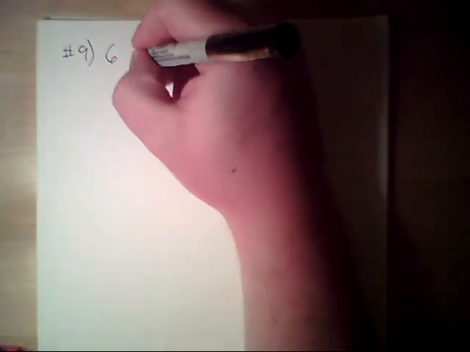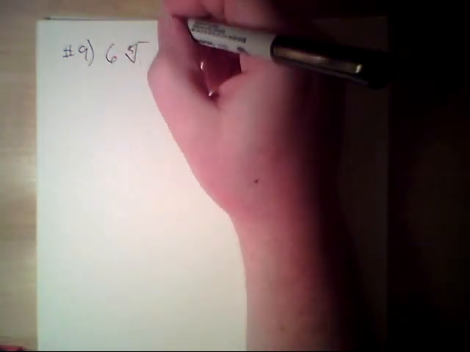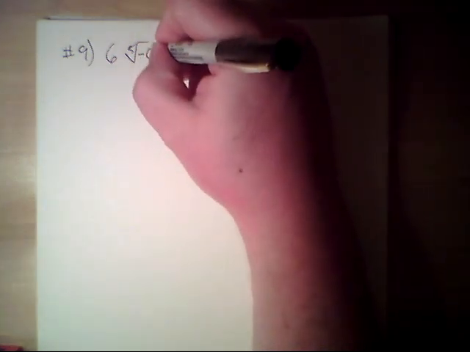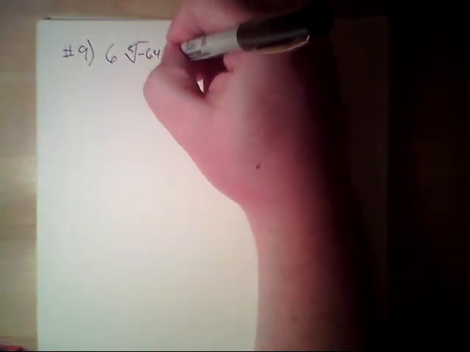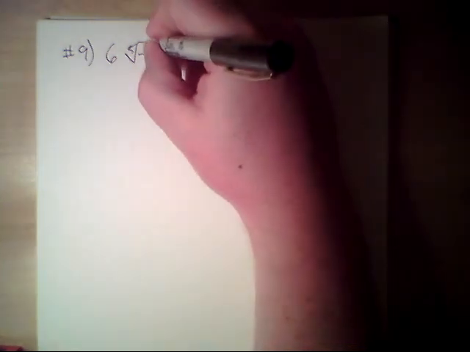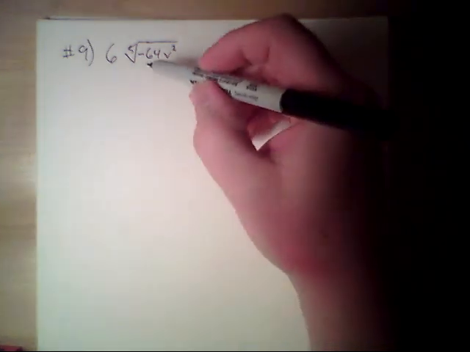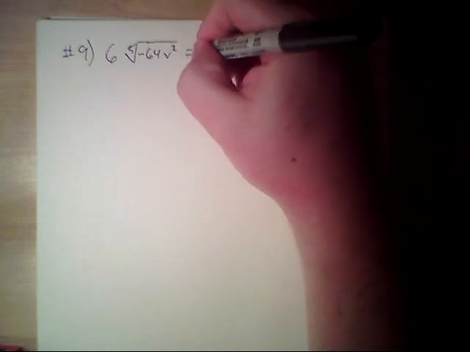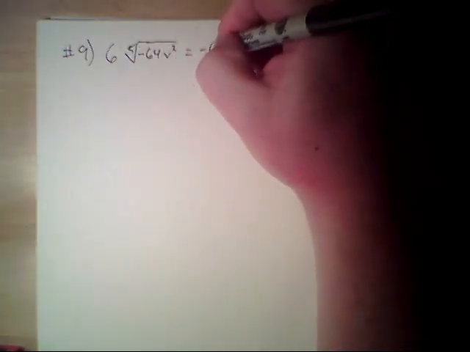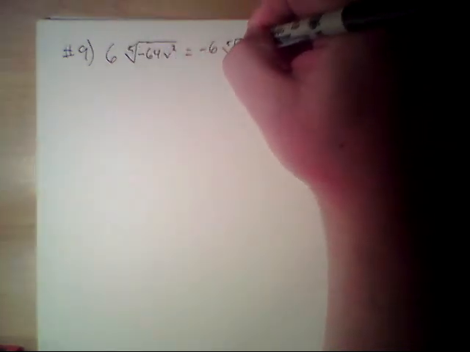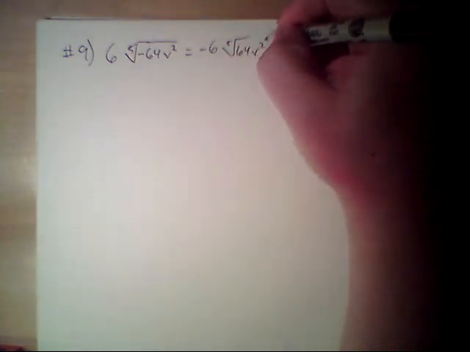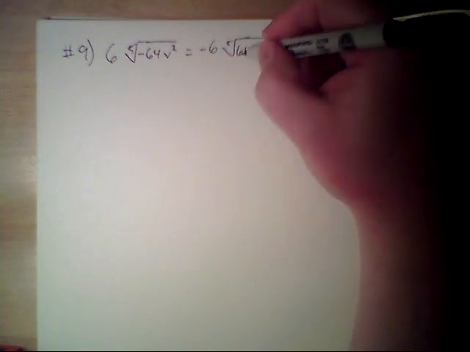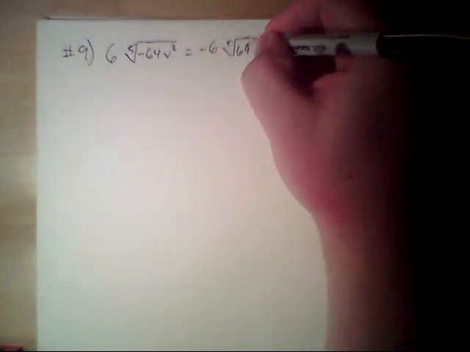We have 6 times the 5th root of -64 v squared. There go the u's and v's again, unfortunately. Okay, remember, if you have an odd root, the negative can just come right up to the front. So this is going to be equal to -6 times the 5th root of 64 v squared. Now, since v is not being taken to a power that's greater than 5, we can't do anything with that. So let's break up this 64 and see what we can do.